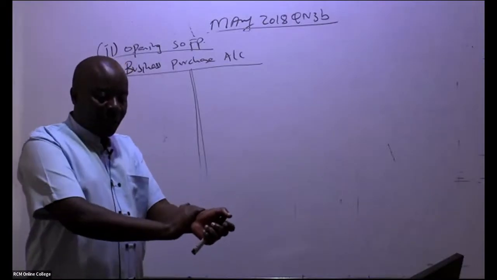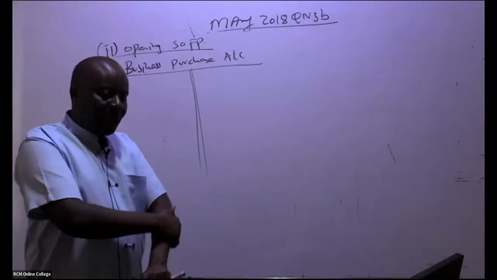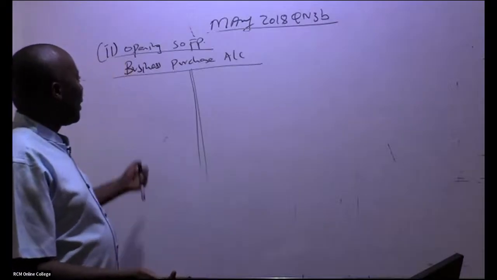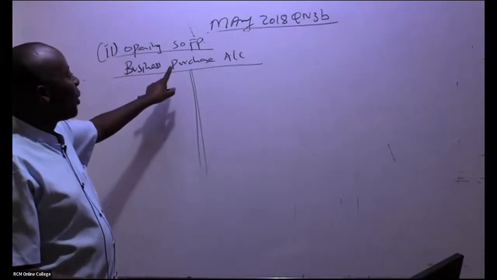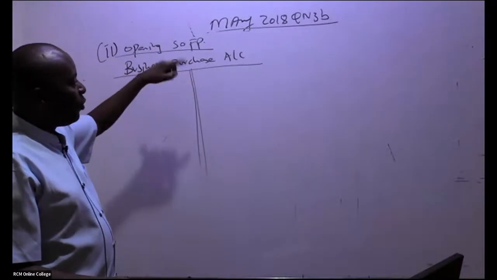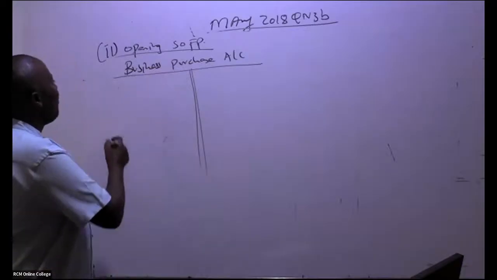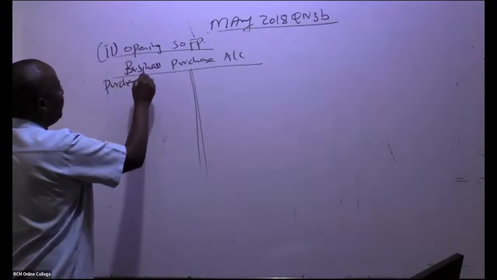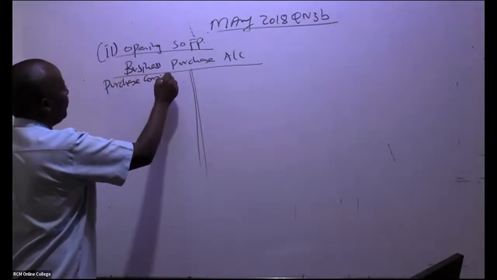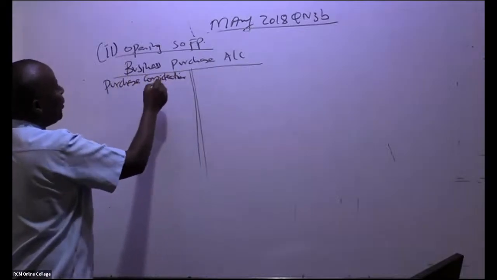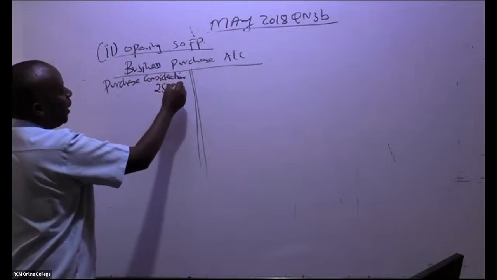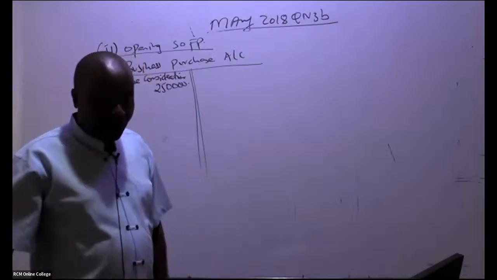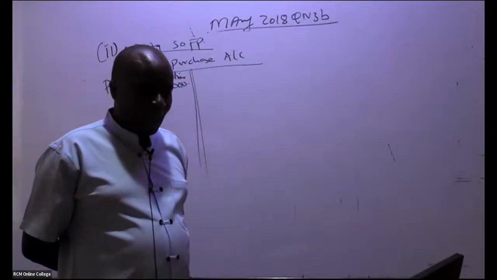So in this case, ladies and gentlemen, we shall start with the business purchase account. Now you're looking at this from the company's viewpoint. So we start with purchase consideration. Do you remember the figure was 250,000?